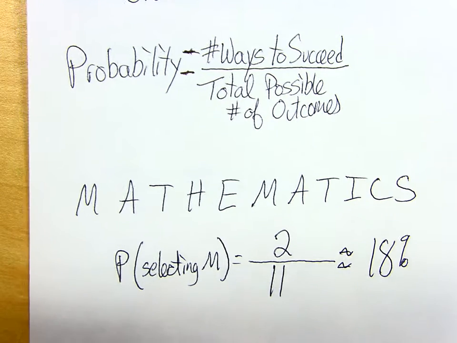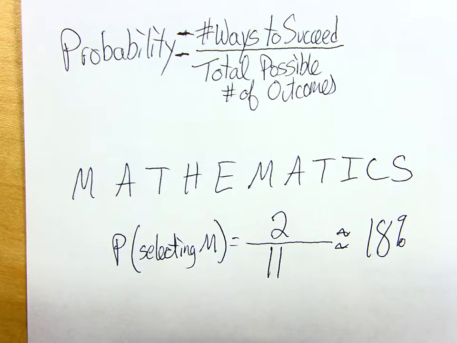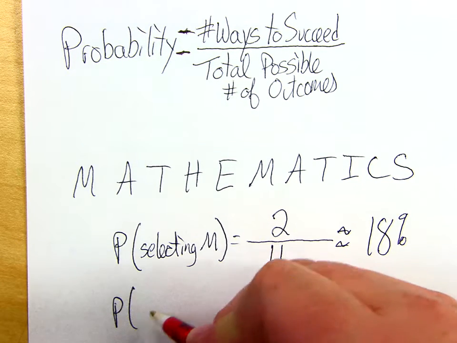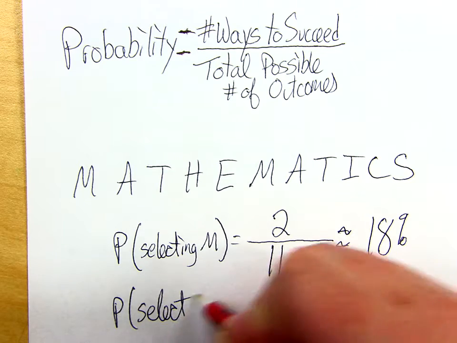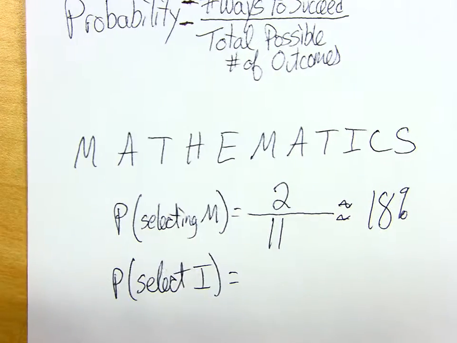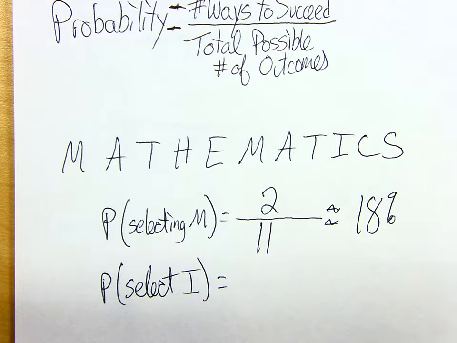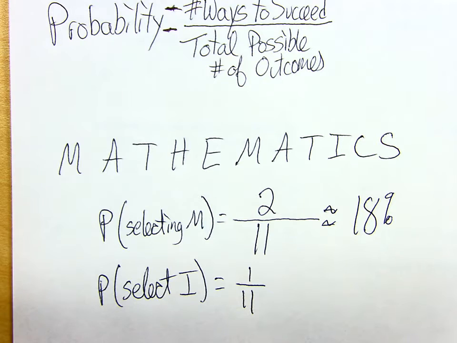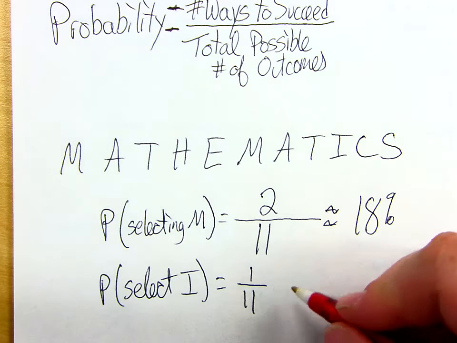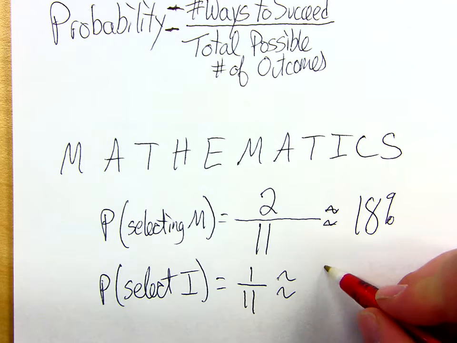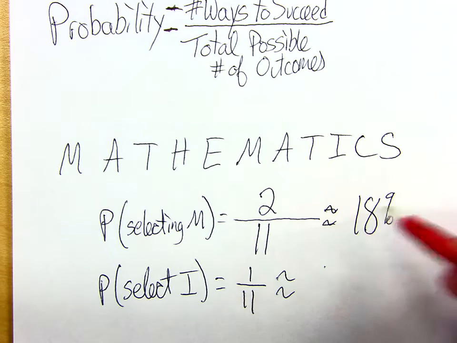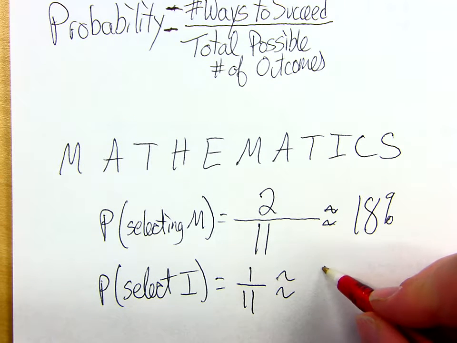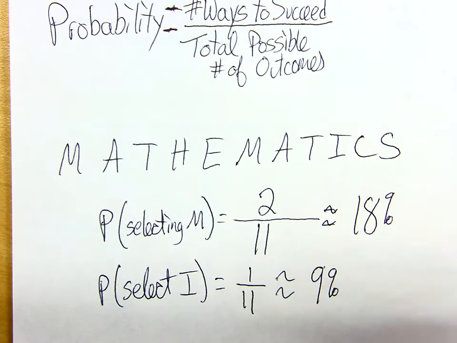What is the probability that I select an I? Guys, the answer's not 1, it's 1 over 11. Big difference. So 1 over 11, if I was going to change that into a percent, would be approximately, well, if 2 11ths is 18, 1 11th would probably be about 9%.